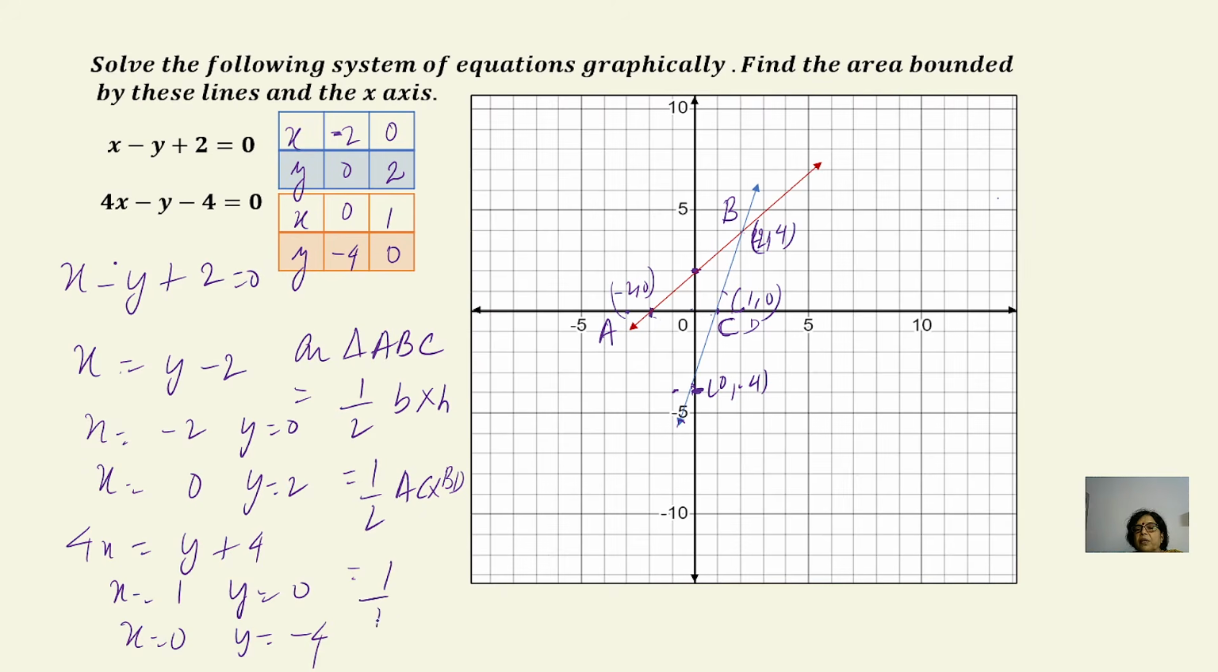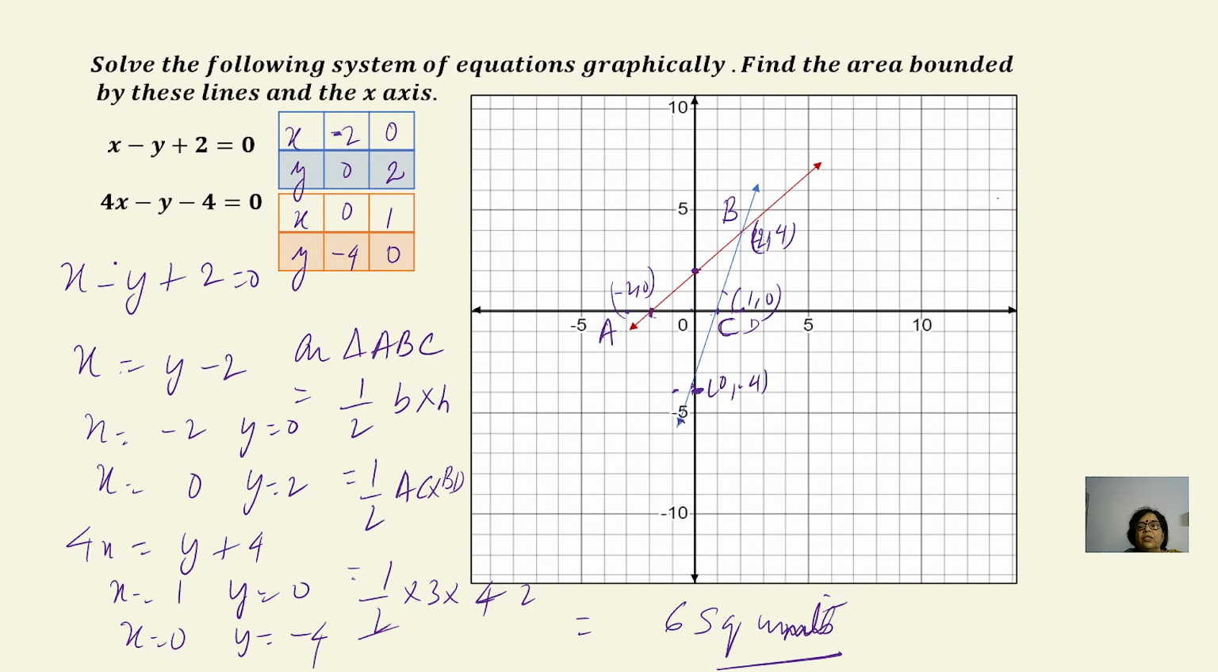So this becomes half into 3 into 4. So this is 2 and you get the solution as 6 square units. So the area of the triangle is 6 square units. So this has to be done properly.